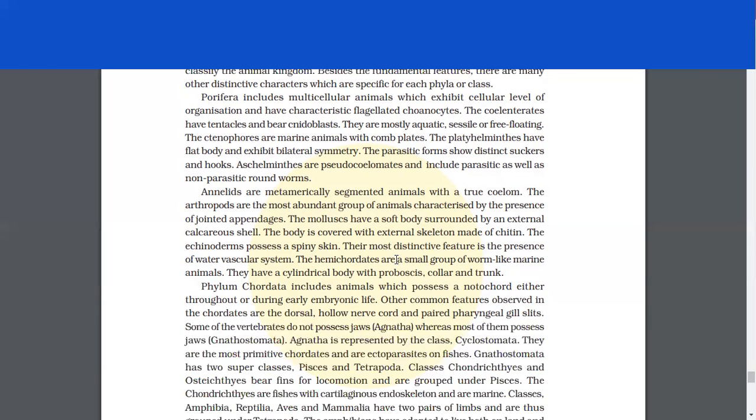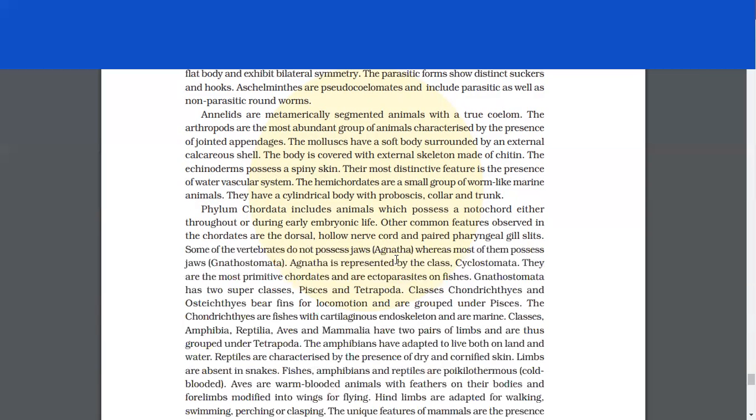The platyhelminths have a flat body and exhibit bilateral symmetry. The parasitic forms show distinct suckers and hooks. Aschelminths are pseudocoelomates and include parasitic as well as non-parasitic roundworms. Annelids are metamerically segmented animals with a true coelom. The arthropods are the most abundant group of animals characterized by the presence of jointed appendages. The mollusks have a soft body surrounded by an external calcareous shell. The body is covered with an external skeleton made of chitin.